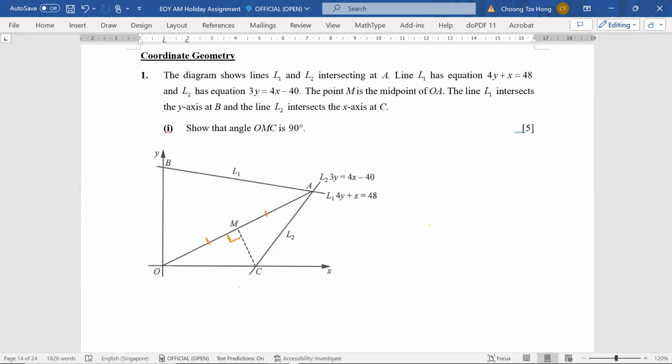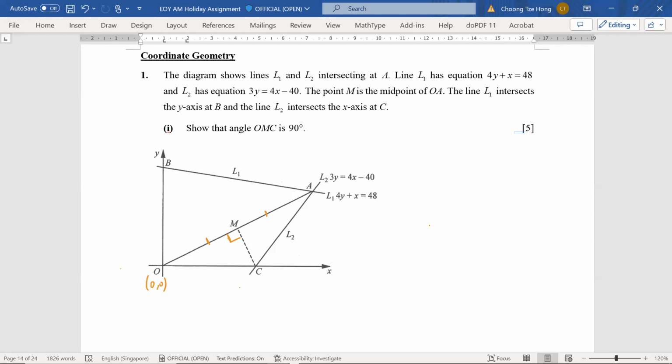But in order to find the gradients of OA and MC, we need to know the coordinates of the points A, M, and C. So far we only know the coordinates of one point, the origin over here, because the origin is always (0, 0). All the other points we don't know. So our immediate aim for this question is to find the coordinates of all the other points A, M, and C.